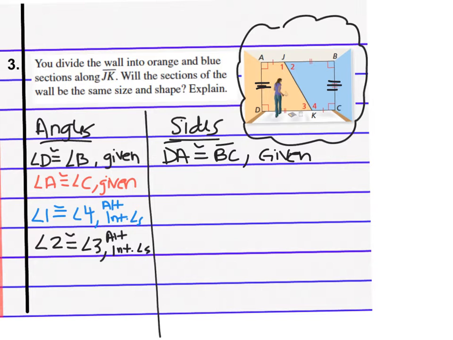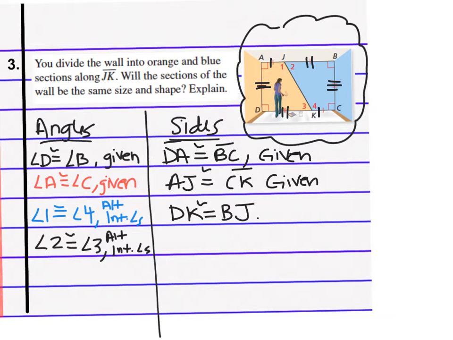What else is given to us? I would say that up top with 1 tick mark, AJ is congruent to CK, also with 1 tick mark. That's also given because it has the tick marks. All right, then I also have 2 tick marks and 2 tick marks. So I'm going to say that DK is congruent to BJ, given.